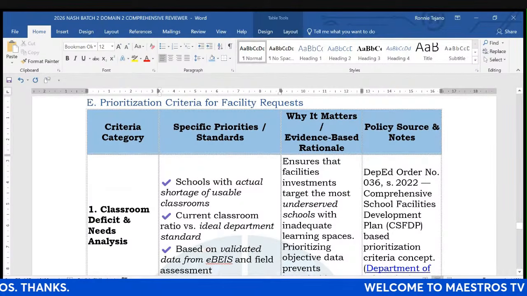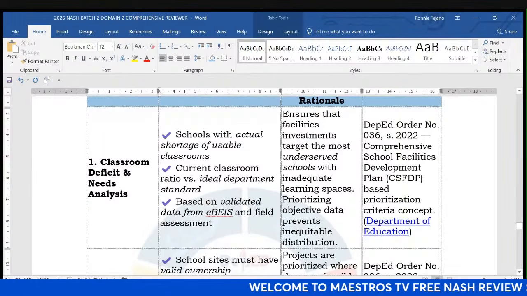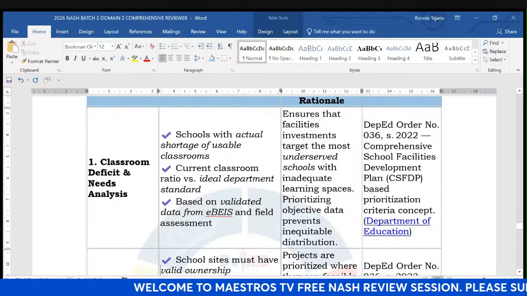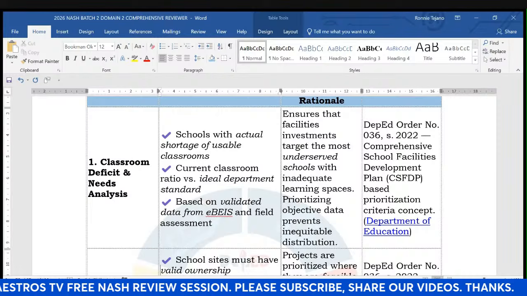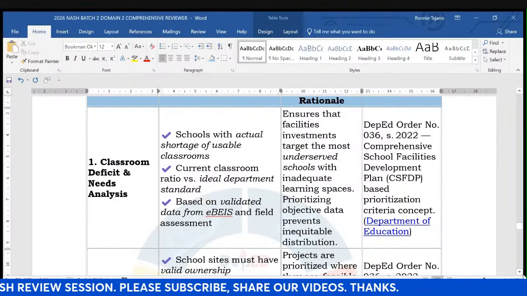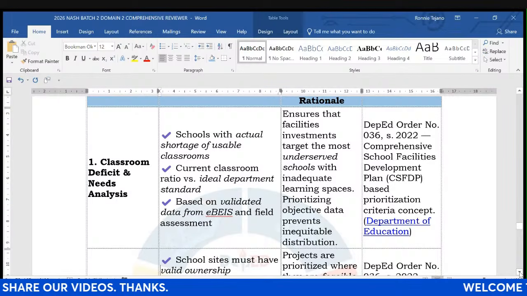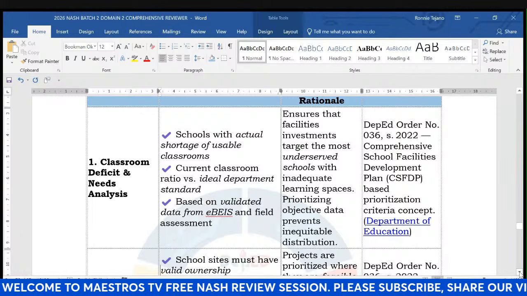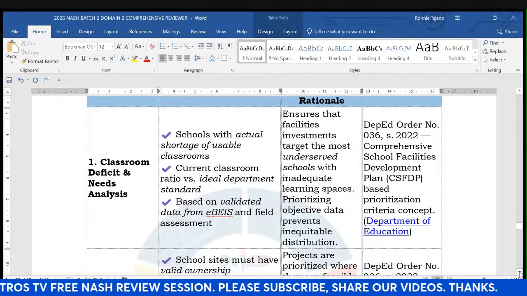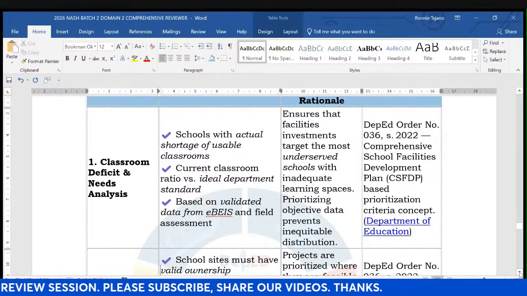Okay, what are the criteria for facility requests when you apply for additional buildings? Do you have a classroom deficits and needs analysis? You have to submit this before they will analyze if you are really in need of building or not. What is the school's actual shortage of usable classrooms vis-a-vis unused classrooms or non-instructional classrooms? Baka naman mas maraming classrooms na ginawa ninyong facility or administrative offices rather than instructional classrooms.